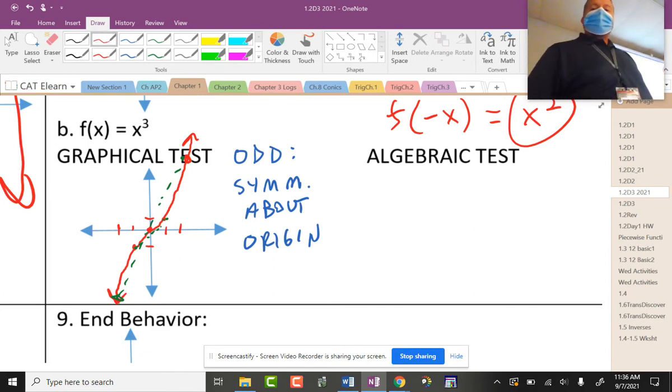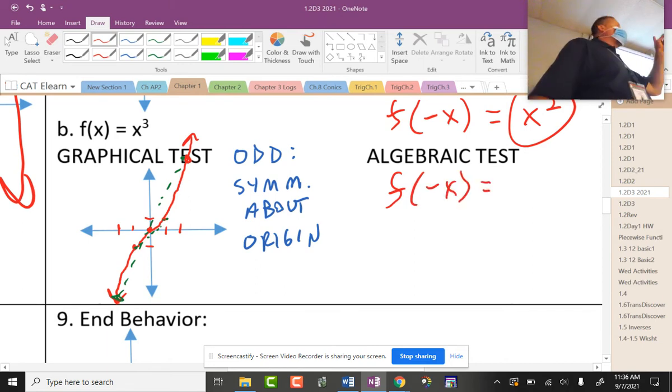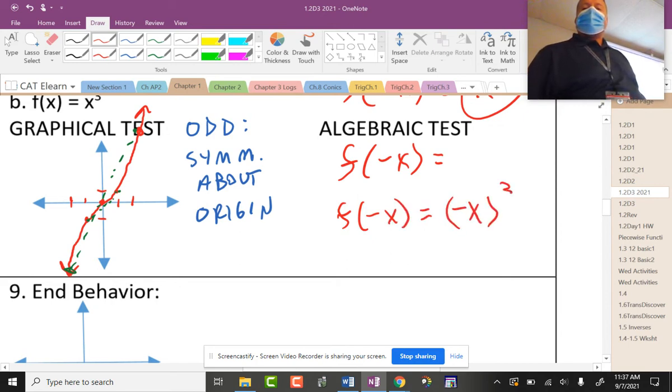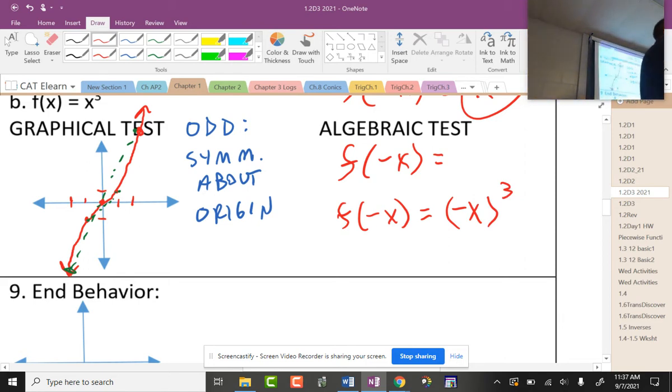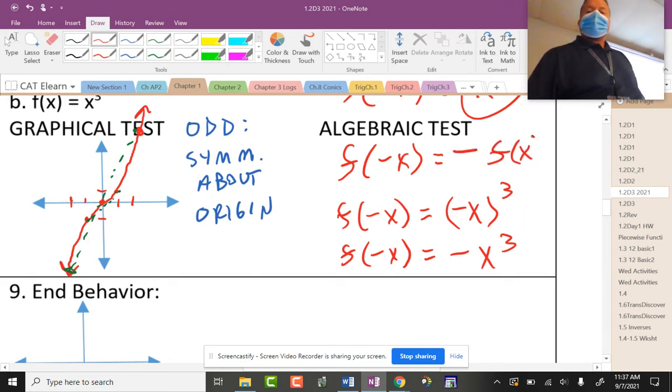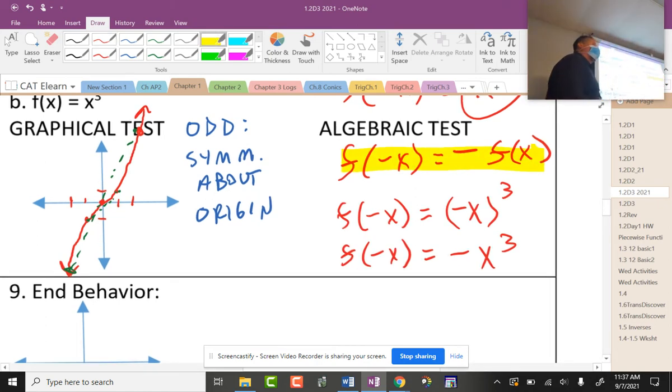Here's the algebraic test. If I plug in negative x for x, what ends up happening? Well, let's fill this in later. So what's f of negative x? I plug in negative x for x in x cubed. Hey everybody, what's a negative to the third power? A negative. So what happened when I plugged in negative x for x? I ended up with the exact opposite function. And there it is, the algebraic test for origin symmetry, odd functions.